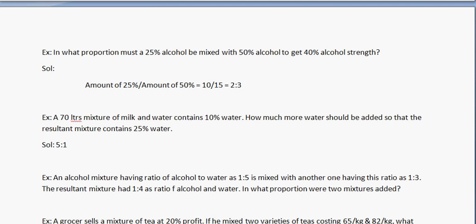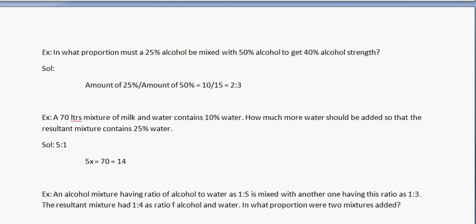Now we have 70 liters of mixture, which means if it is 5x, then x would be 70 divided by 5, which is 14. For every 5x liters of solution, we have x liters of water, so x is 14. So we require 14 liters of water to be added to 70 liters of mixture so that we get a 25% water mixture. As simple as that.